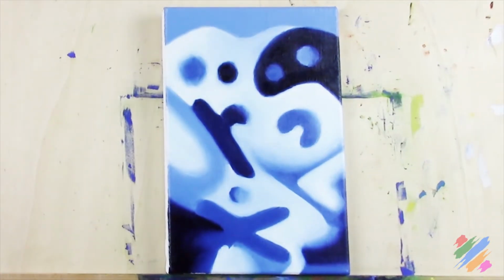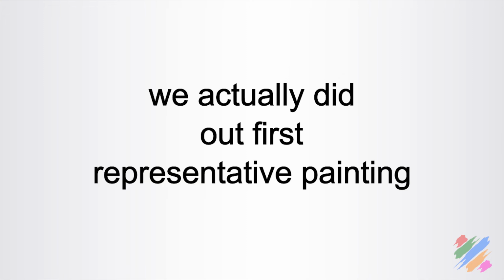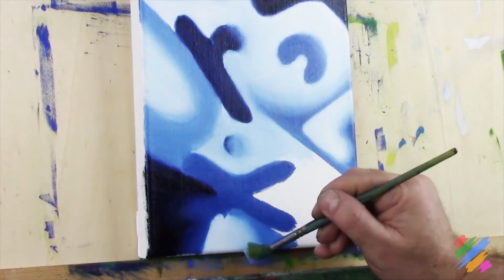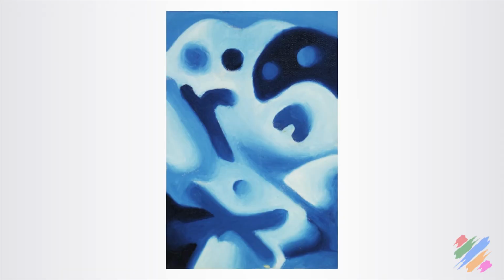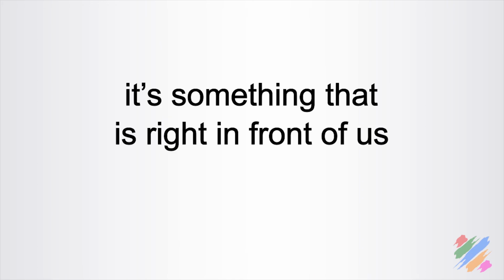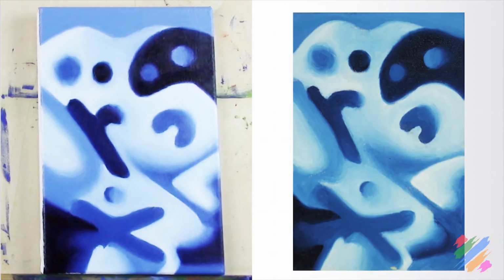We're going to make a couple of considerations now. First, we're going to ask ourselves, did we really make an abstract painting here? The answer is no. We actually did our first representative painting, because what we just did was representing something real. This painting, which looks like an abstract painting, is actually real. It's something that is right in front of us, and with our painting, we did represent it.